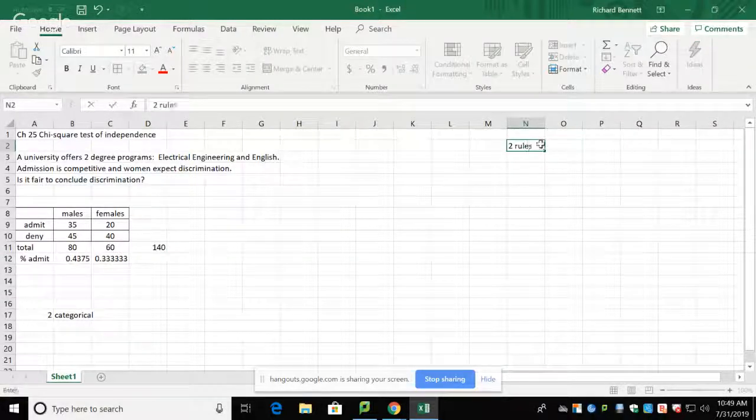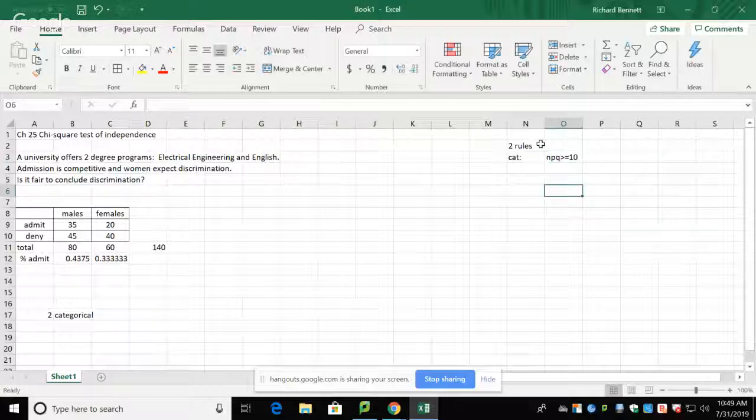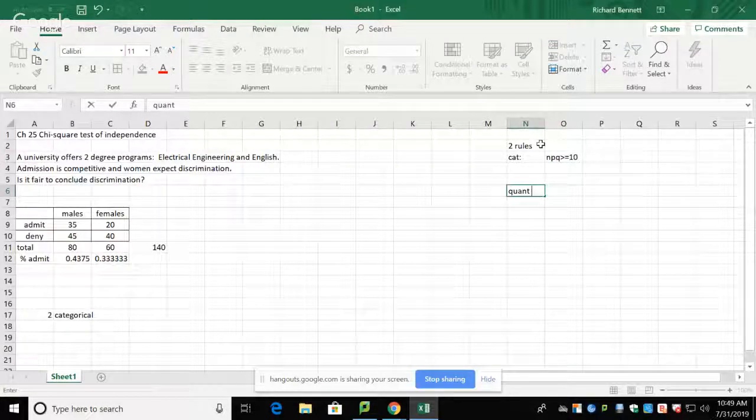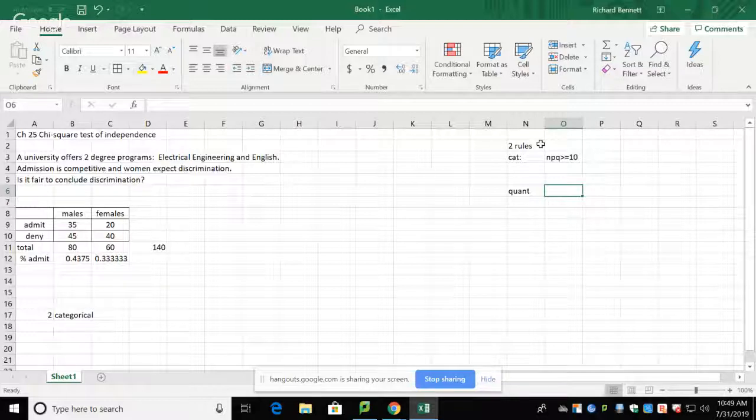So the two rules are for categorical data, NPQ has to be greater than or equal to 10. For quantitative data, what's the rule? Something 30. Nope, not X bar, not mu. So these are sample size rules. Sample size rule for categorical data is generally NPQ greater than or equal to 10. Quantitative data, the rule is, Alex?